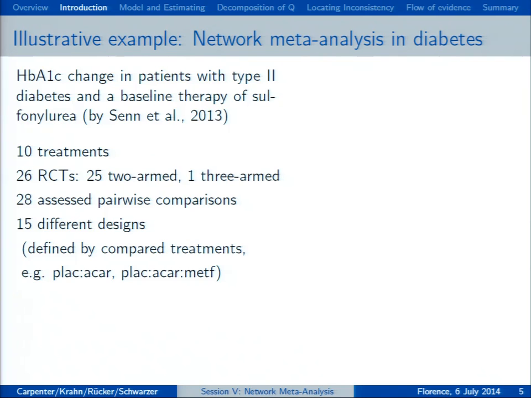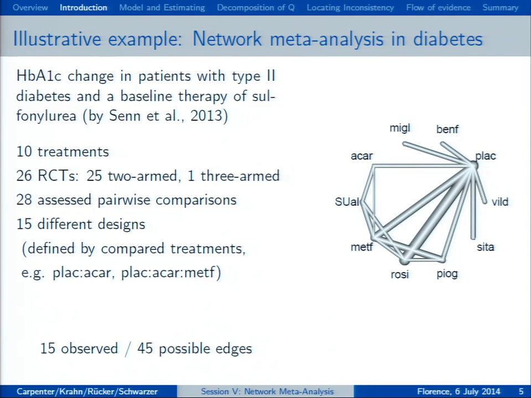In the context of network meta-analysis, the design of a study is often defined by the set of treatments compared within the study, so that the design of a two-arm study and a three-arm study that partially compared the same treatments have different designs. So here an example: studies that compared placebo to one treatment, AK, have a different design to studies that compared the 3 treatments, placebo, AK, and MEDF.